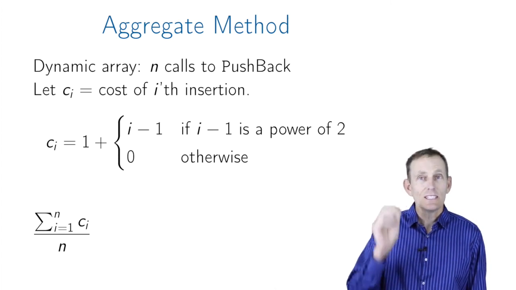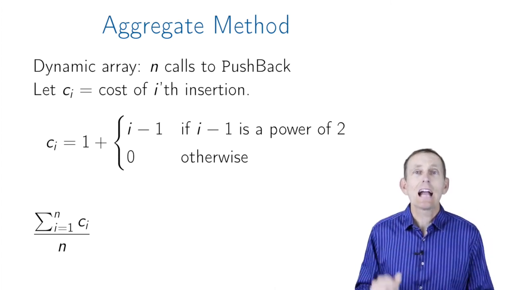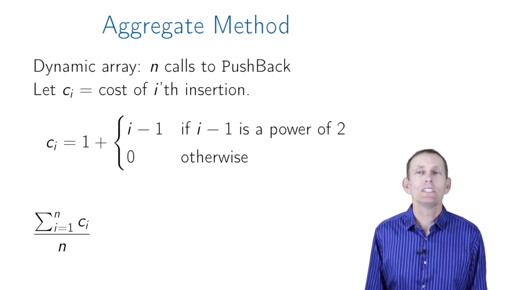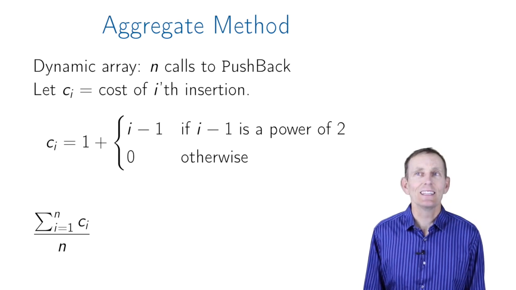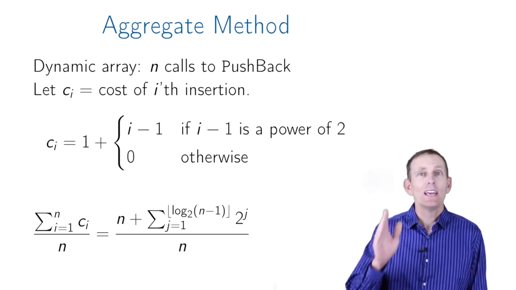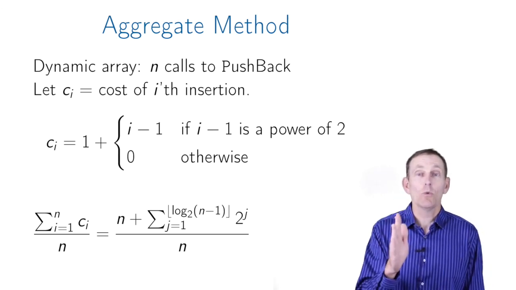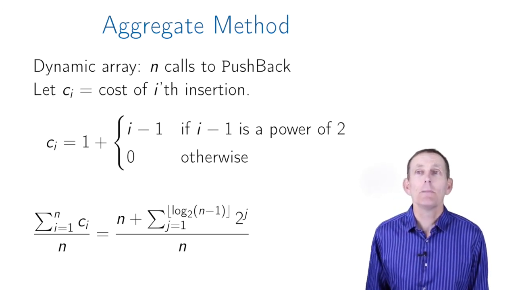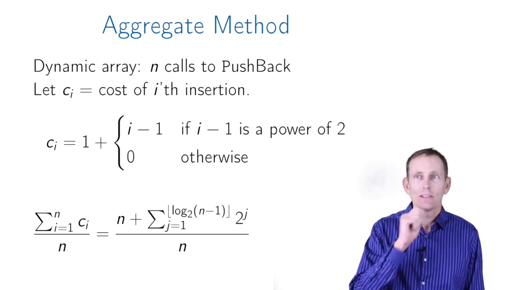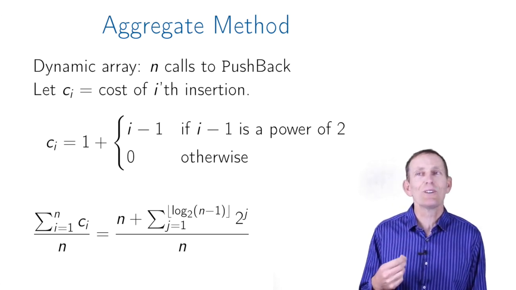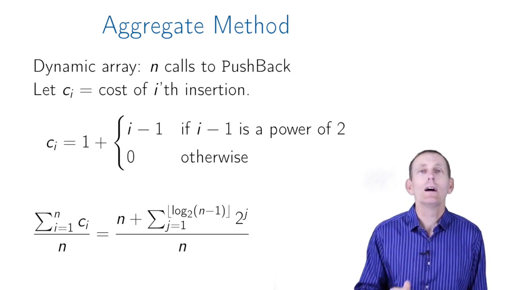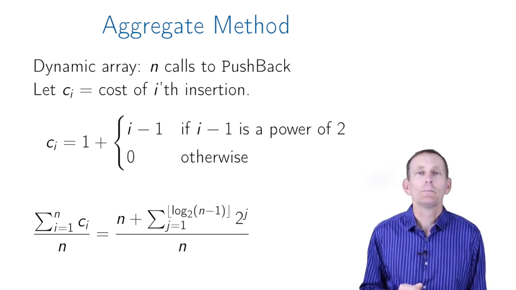So the total amortized cost is really the sum of the n actual costs divided by n. So that's a summation from i equals 1 to n of C sub i. And again, C sub i is the cost of that ith insertion. Well, that's equal to n because every C sub i has a cost of 1. So we sum that n times, that's n, plus then the summation from, what's this? This looks a little complicated. So j equals 1 to the floor of log base 2 of n minus 1 of 2 to the j. That just really says the powers of 2 all the way up to n minus 1.